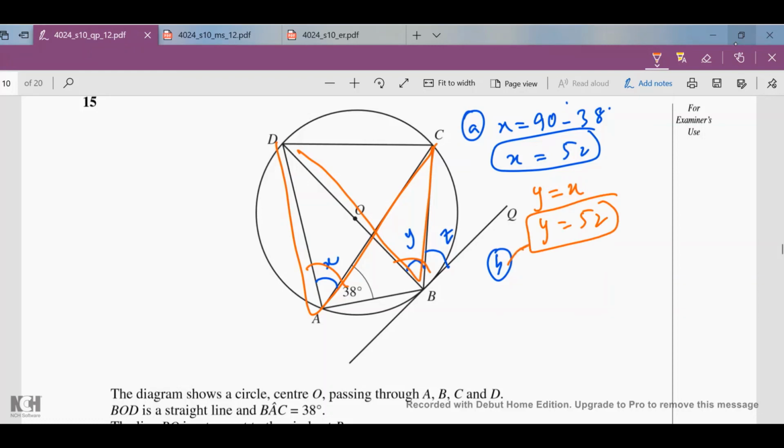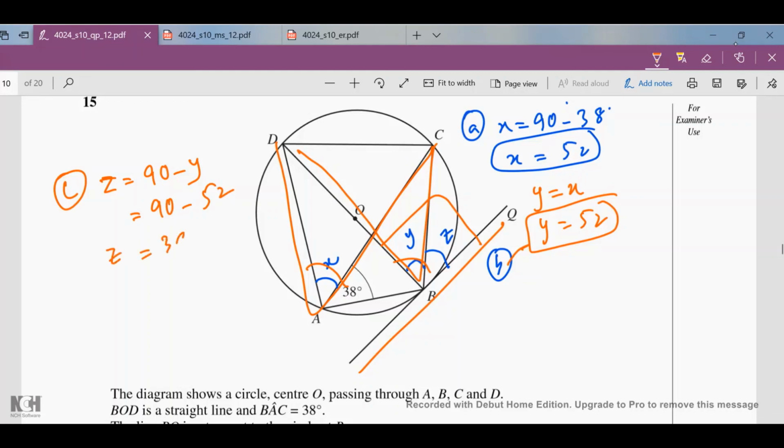This is the B part. Okay, I'm moving to the C part now. The C part is that a tangent always makes 90 degrees with the radius. So you can write, to find z, 90 minus y, and y is 52. So z is coming 38 degrees. This is a very simple question, and we've done it.